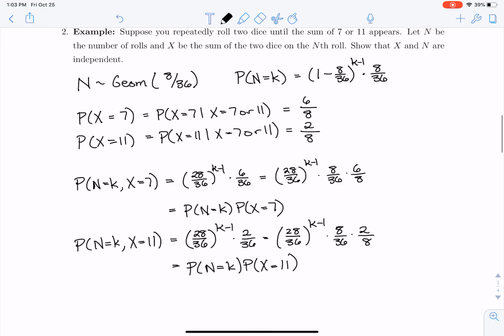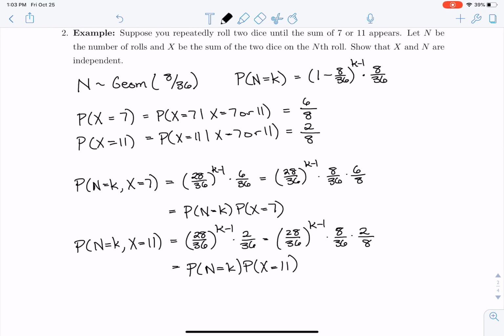And so we have shown that for both values of x that can appear in this experiment, the probability of n equals k and the probability x equals one of the values, 7 or 11, equals the product of the two probabilities. And so yes, n and x are independent.